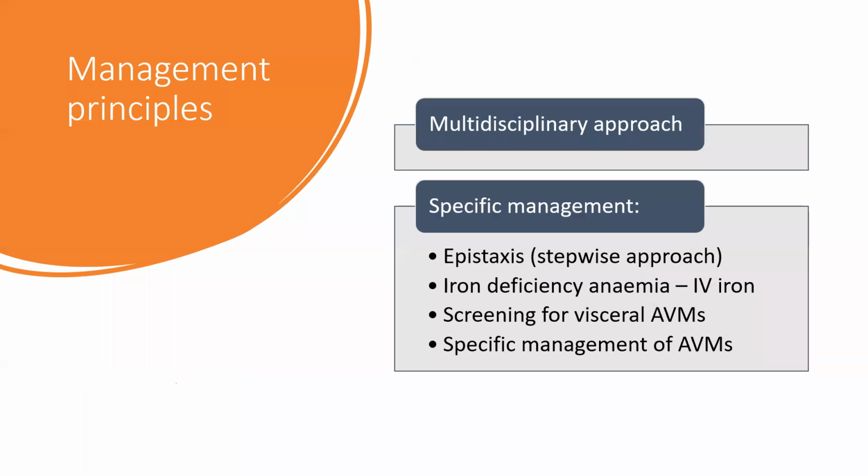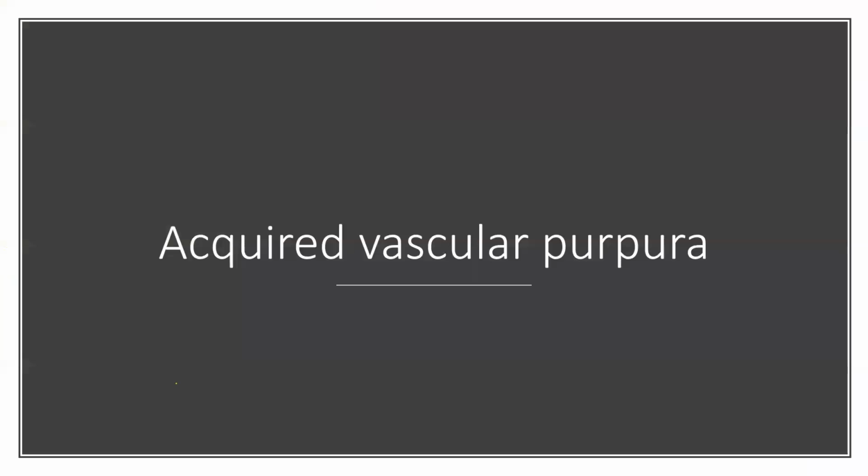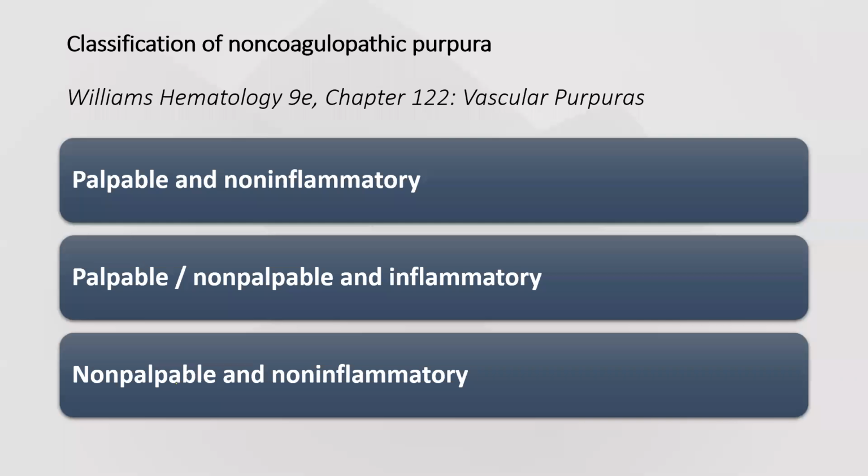Management principles of HHT, to summarize it in one slide, it requires a multidisciplinary approach, and specific management is then started for epistaxis. We use a stepwise approach here. Iron deficiency anemia almost always needs IV iron. We need to screen for visceral AVMs, and there's specific criteria, and specific management of the AVMs can then be started. At the end of last year, the international guidelines were updated, and you can have a look at it. So this brings me to the acquired vascular purpura.